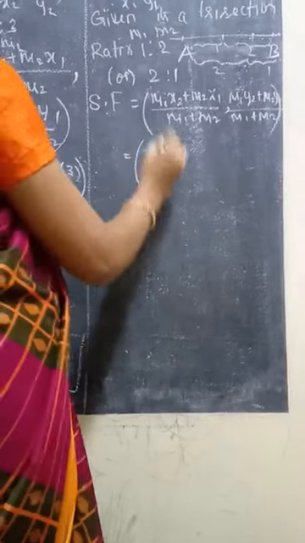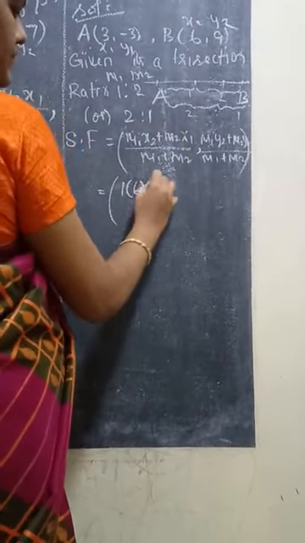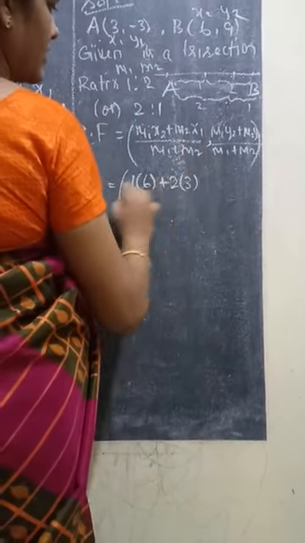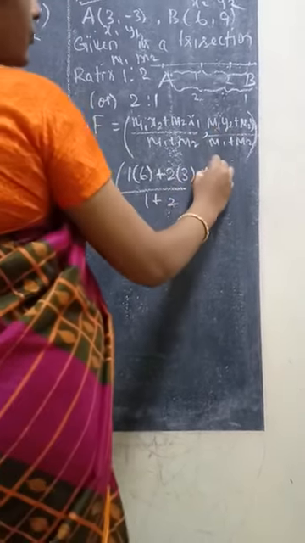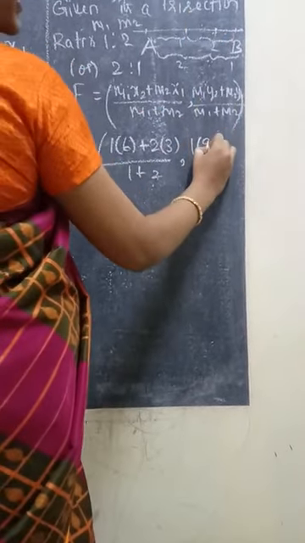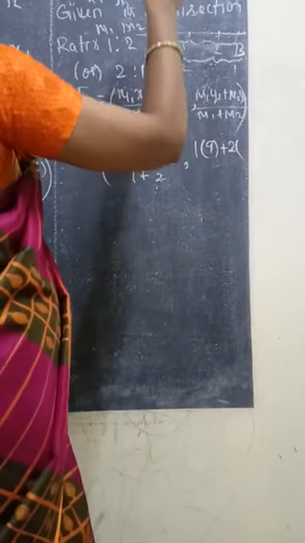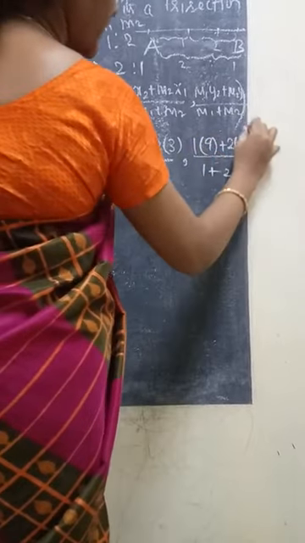Apply the section formula. What is m1? 1, into what is x2? 6. Plus what is m2? 2. What is x1? 3, divided by 1 plus 2, comma. What is m1? 1. What is y2? 9, plus m2, 2. What is y1? Minus 3, divided by 1 plus 2.